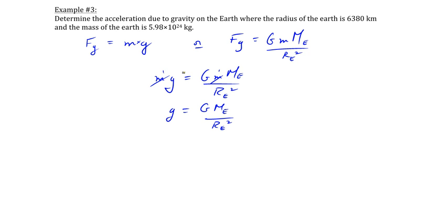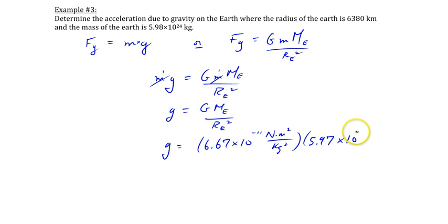So now we could calculate what the acceleration due to gravity would be on this spherically symmetric mass. We're making that assumption for the Earth. So let's go ahead and substitute in here. We have for the universal gravitation constant 6.67 times 10 to the power negative 11 newton meters squared over kilogram squared, times the mass of the Earth, which is 5.97 times 10 to the power of 24 kilograms.